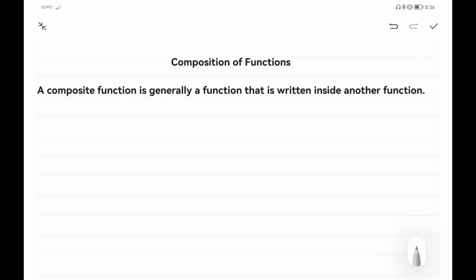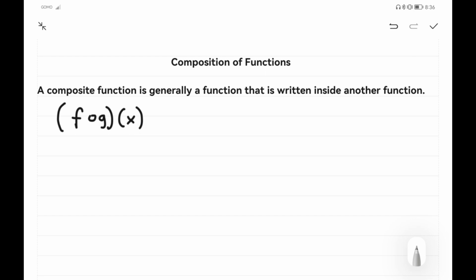Okay, so today guys, let us discuss the composition of functions. So ano po ba pag sinabi natin composition of function? A composite function is generally a function that is written inside another function. So ang composition of function, we can represent this with this notation: f composite of g of x. Ang pagbasa po niyan is f composite of g of x. Hindi po yan fag of x.